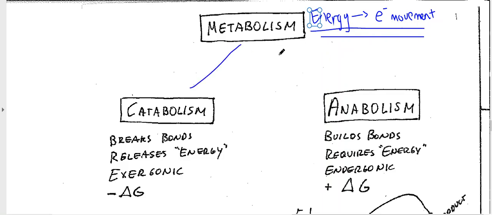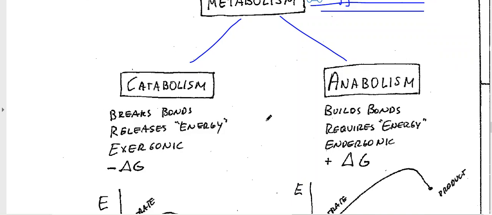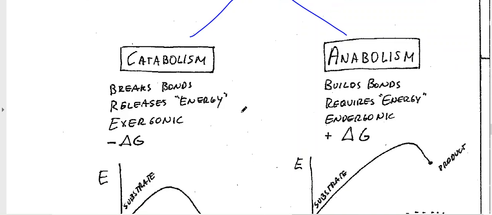And there are two basic types of metabolism and using energy that we're going to go over. The first is catabolism, and the second is anabolism. So catabolism is, scroll down. Catabolism is when you break a chemical bond. You're going to break a chemical bond, and as you break a chemical bond, you are going to release energy.